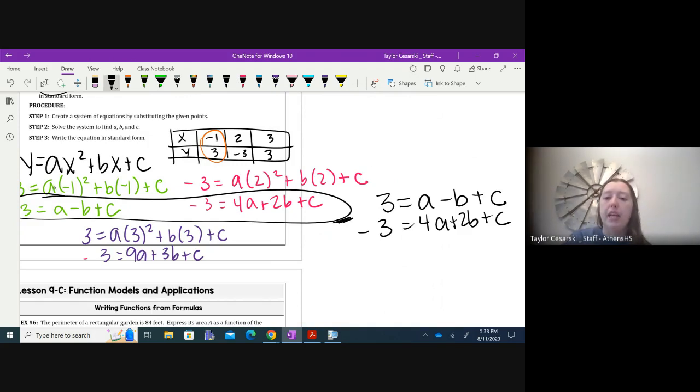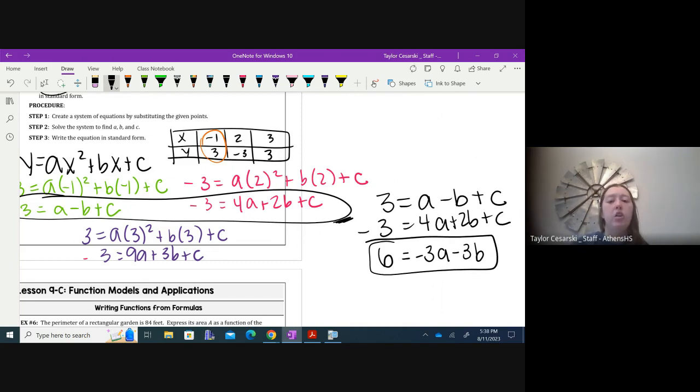So 3 minus negative 3 gives me 6. A minus 4a is negative 3a. Negative b minus 2b is negative 3b. C minus c is 0. So here is essentially equation number 1 that I can use to find a and b. But I need a second one. So let's do it again.